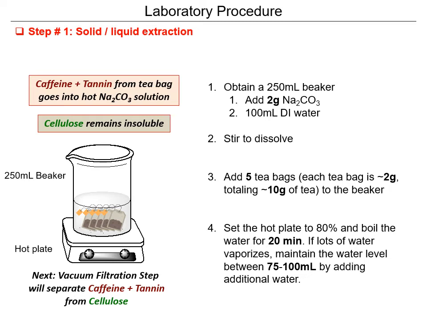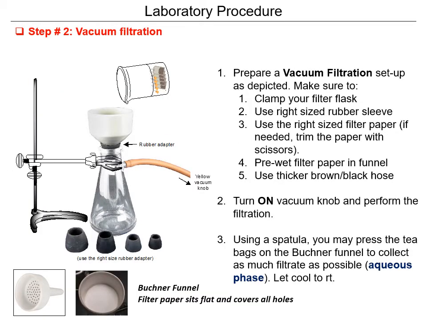Set the hot plate to 80% and boil the water for 20 minutes. If lots of water vaporizes, maintain the water level between 75 to 100 milliliters by adding additional water. Once your tea is done steeping, you must perform a vacuum filtration.